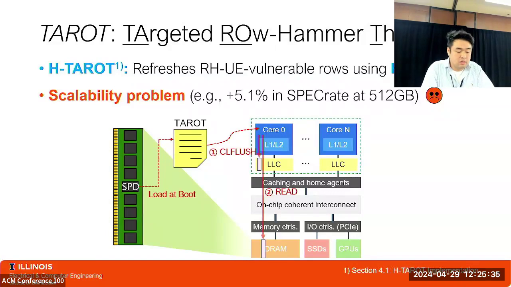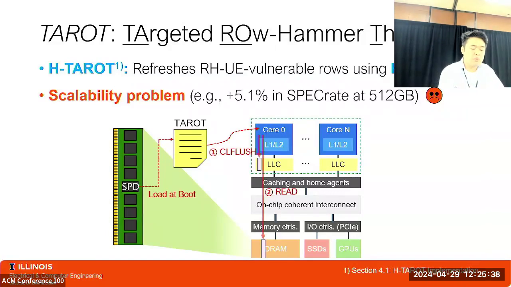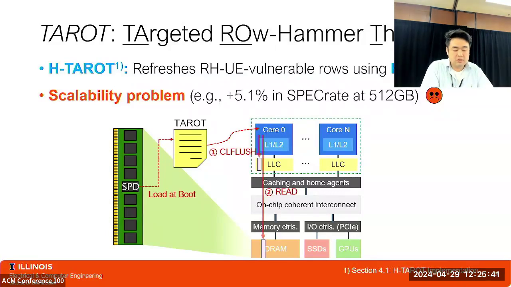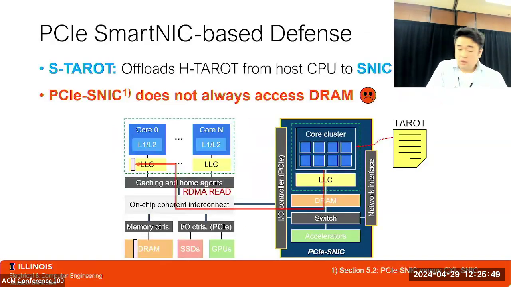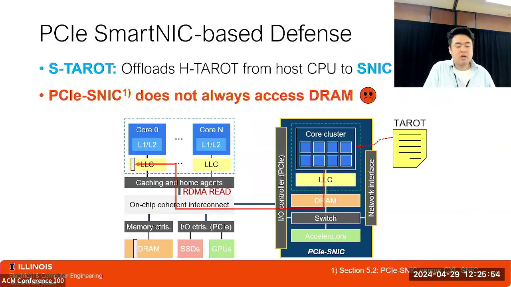period. So, to tackle this challenge, we propose to offload HTAR from the host server to the SmartNIC in the second module, TAROT. However, a conventional PCI Express-based SmartNIC cannot activate a target row if the corresponding cache line is in the host CPU. For example, a PCI Express-based SmartNIC can access addresses in the host memory space through kernel space RDMA. However, it ends up accessing the corresponding cache lines in the host CPU.